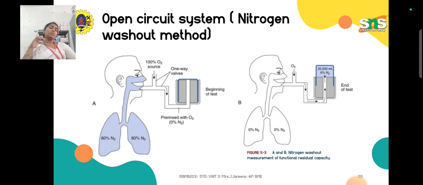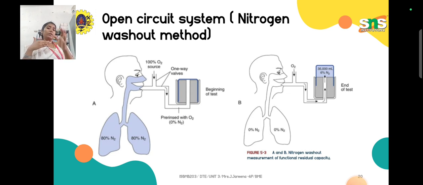It gets collected in the bag. So this experiment keeps on going like this. At one point it will stop, when there is no nitrogen remaining to wash away or remove from the lungs. This is the point where the experiment should stop. Now I think you get to know why 100% oxygen is given.